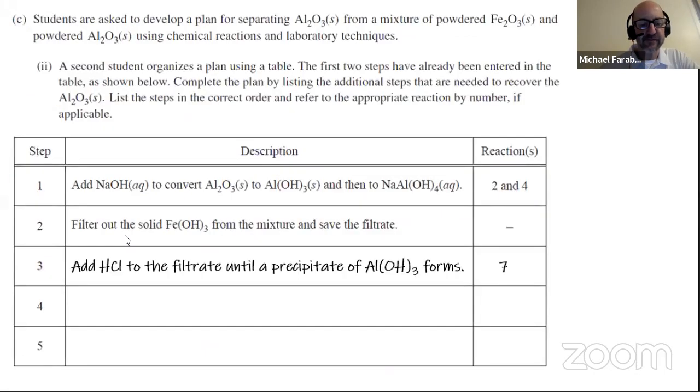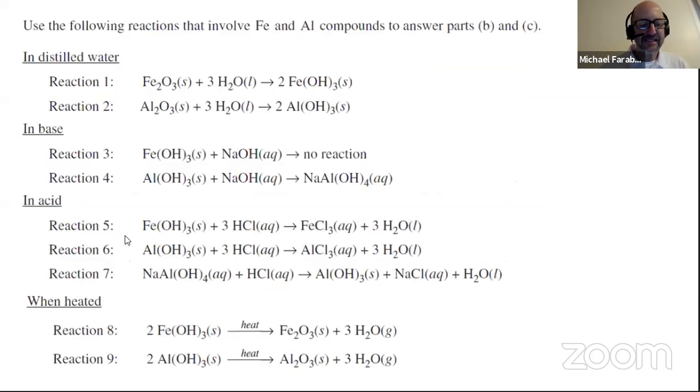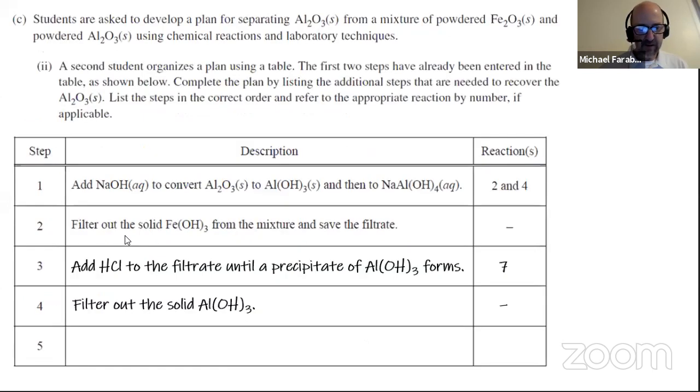So step 3, let's add HCl to the filtrate until a precipitate of aluminum hydroxide is formed. That was reaction 7. Then we can go ahead and filter out the solid aluminum hydroxide, and then finally we can heat the solid aluminum hydroxide to form aluminum oxide.